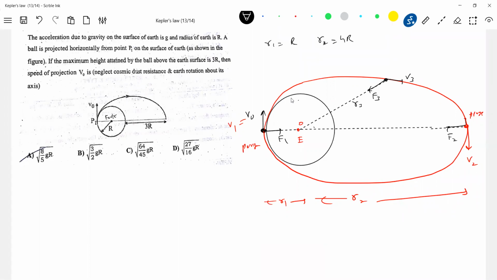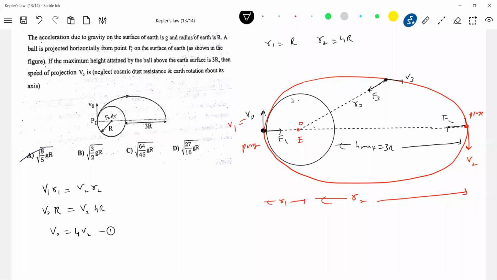So applying conservation of angular momentum, V naught or V1 R1 equal to V2 R2. V naught times capital R equals V2 times R2. What is this R2? R2 should be 4R, not 3R, because it is the maximum height. Please try to notice a few things. So now V naught equals 4V2. But what was our question? Our question is to get V naught, no? Not this equation, V naught equals 4V2.